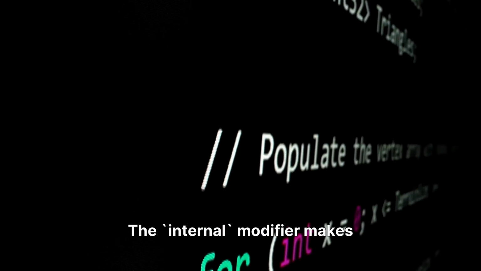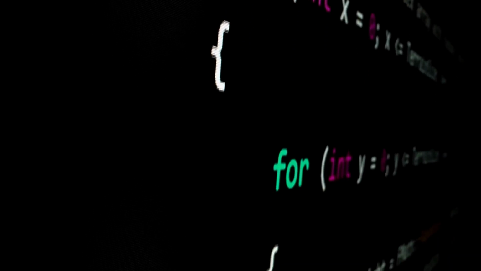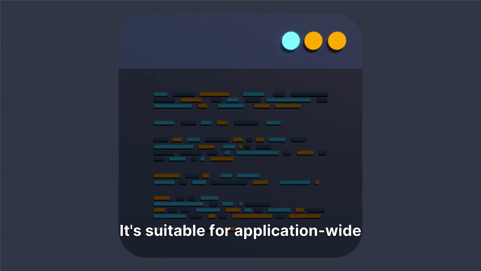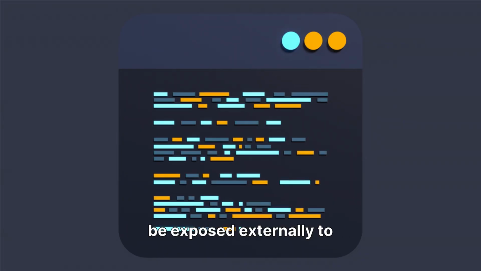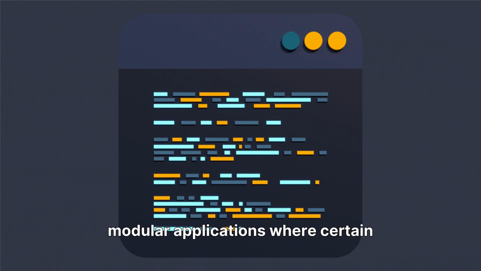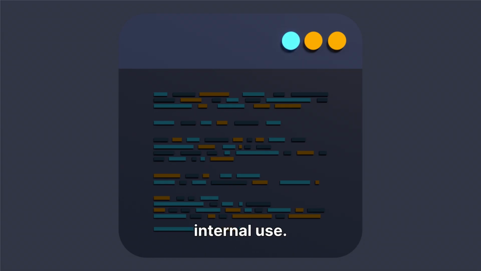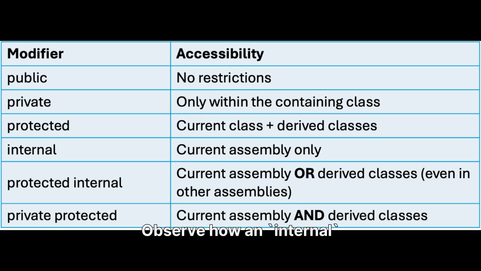The internal modifier makes a member accessible only within the same assembly or project. This means it's visible throughout the current project, but not to other projects that might reference it. It's suitable for application-wide functionality that should not be exposed externally to other assemblies. This helps in building modular applications where certain components are only for internal use. Observe how an internal member in one project cannot be accessed from another separate class library project within the same solution. This clearly demonstrates its assembly-level scope.